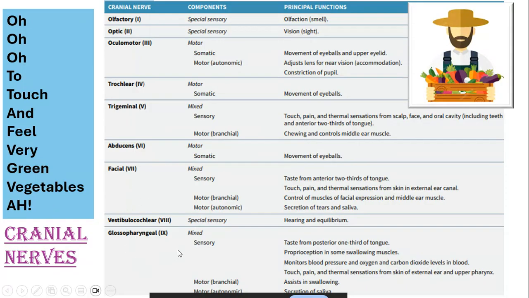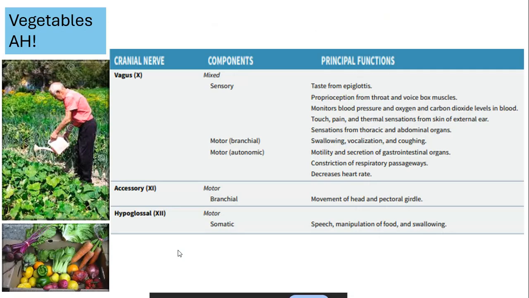I had one more, and this is it. Sorry, my bad. So vagus nerve, mixed sensory, motor autonomic, sensory taste from epiglottis, proprioception from throat and voice box muscles, monitors blood pressure and oxygen and carbon dioxide levels in blood, touch, pain, and thermal sensations from skin of external ear, sensations from thoracic and abdominal organs, swallowing, vocalization, and coughing, motility and secretion of GI organs, constriction of respiratory passageways, decreases heart rate, right? Movement of head and pectoral girdle, speech, manipulation of food, and swallowing.